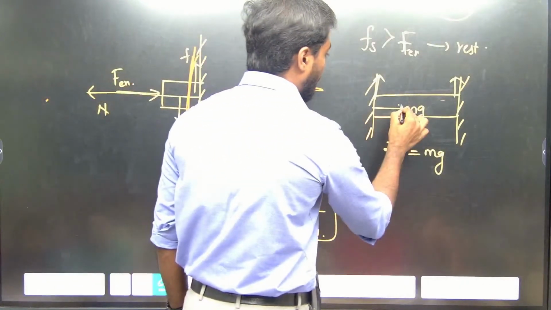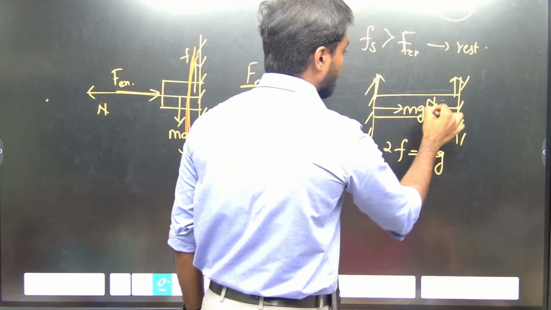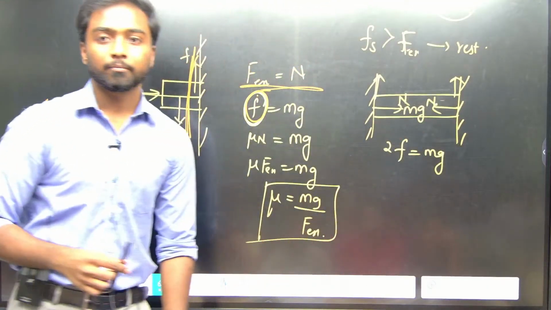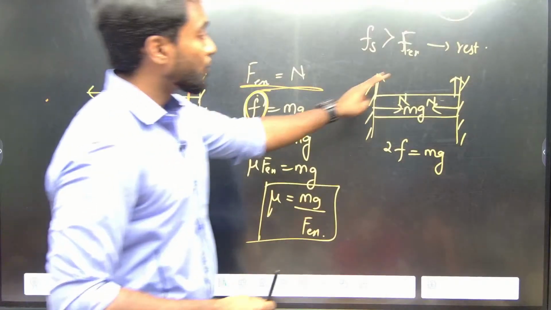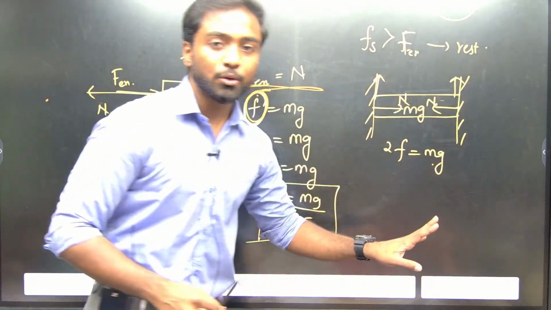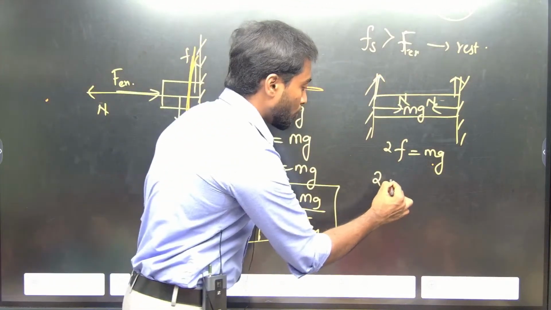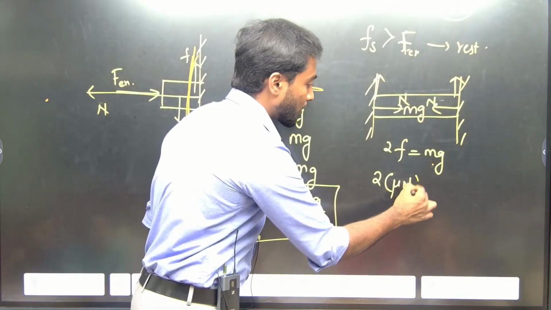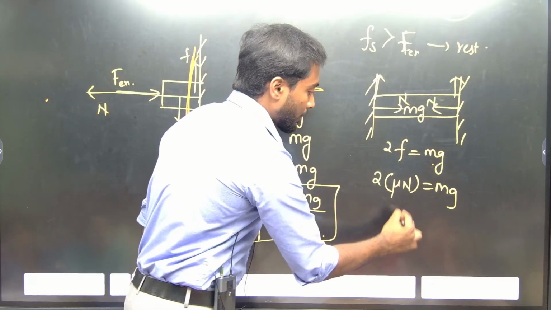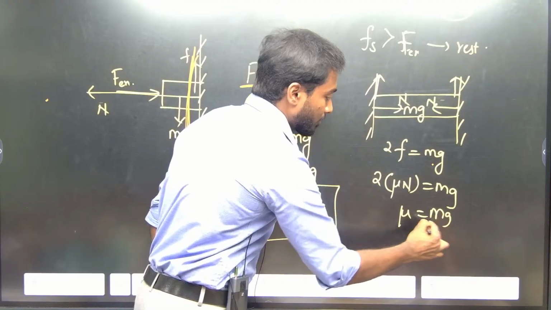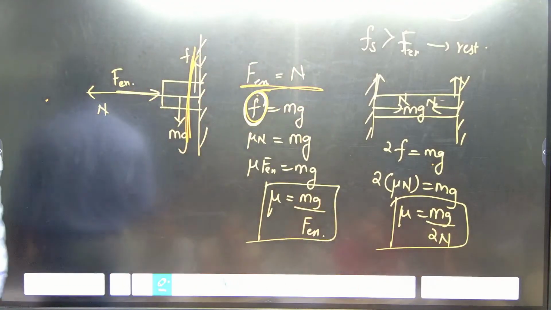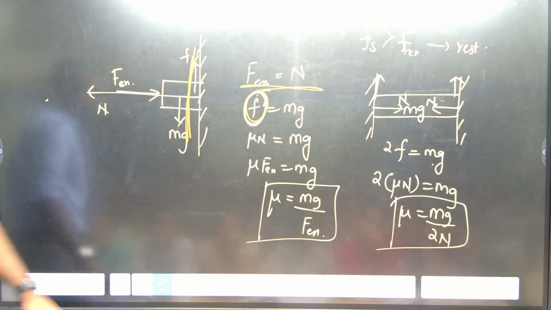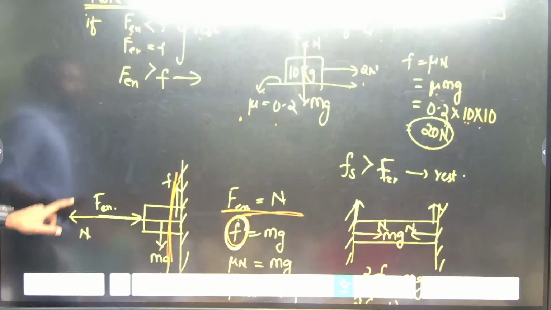There are two normal forces, N and N, and two frictions, and they should be equal to mg. So 2 times mu N will be equal to mg. Mu will be equal to mg by 2N. In total, I have given three conditions for the friction here. Take it down. So with this I will stop.